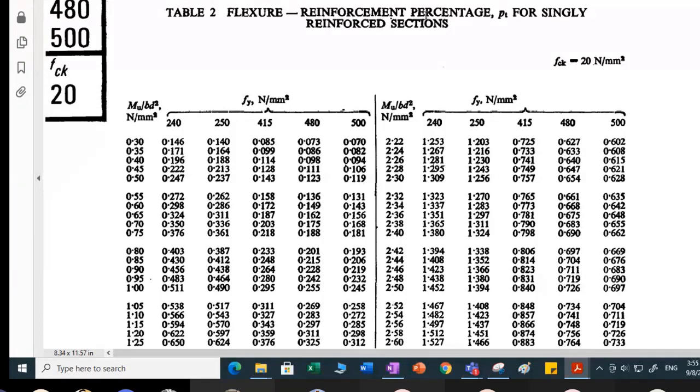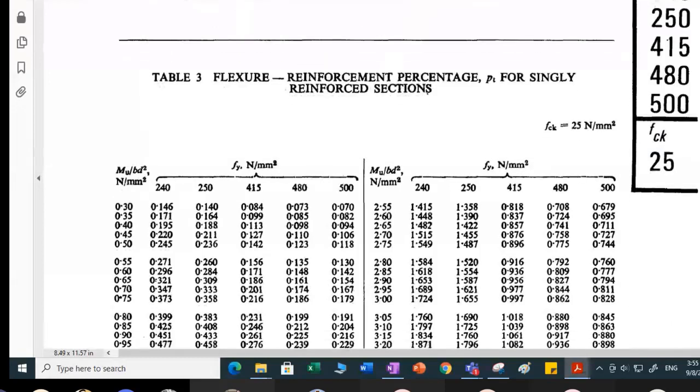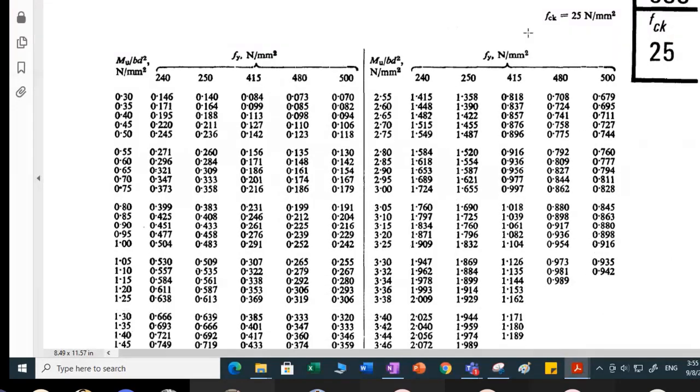Here you see reinforcement percentage, pt, for a singly reinforced section. Since I have a singly reinforced section, I am using this table number 2, with M20 grade concrete. Suppose your grade of concrete changes, you go to the next table, you see M25. If you are using M25 grade concrete, what will be my percentage tension reinforcement? You see for 0.55, it is 0.156.